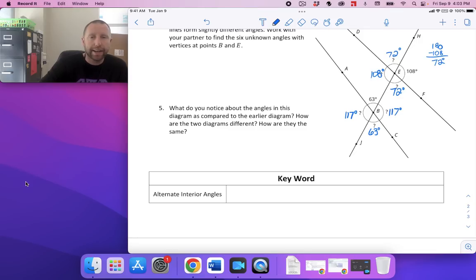How are the two diagrams different? So I would say one set has parallel lines, the other doesn't.